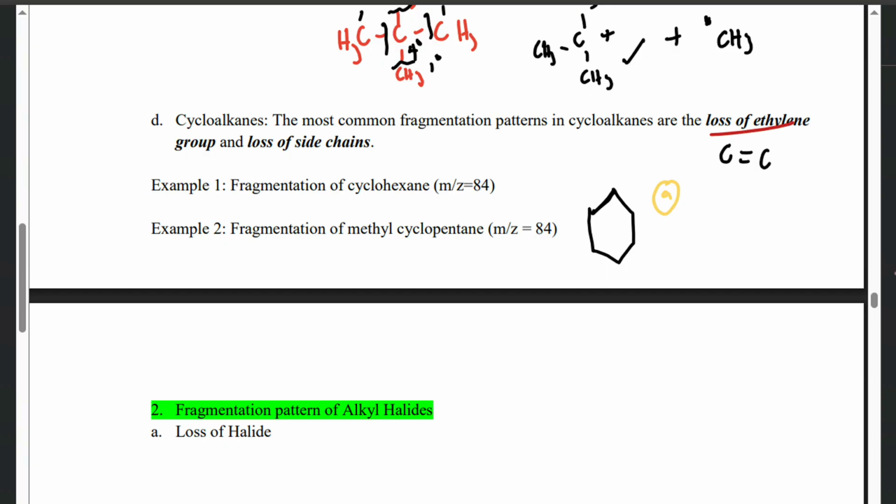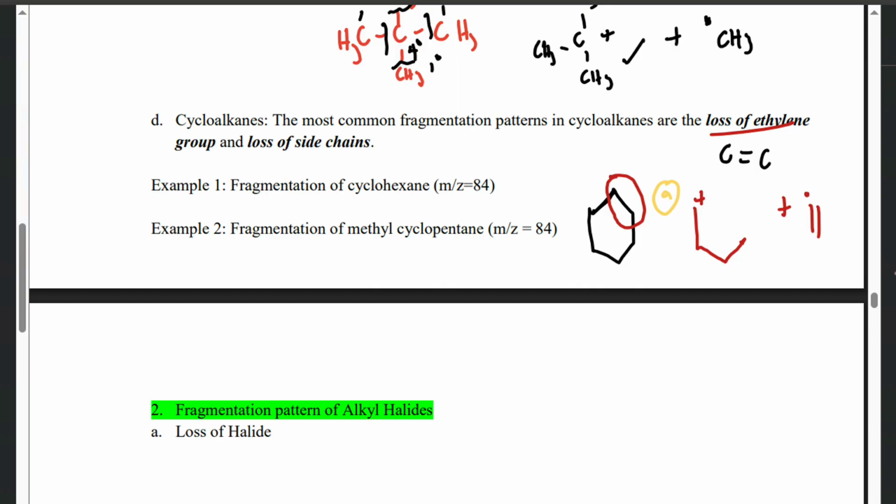is loss of the ethylene group. So when there's loss of the ethylene group, this part goes off, right? So what we are left with is this, plus this. So this is basically what we are left with. So this one becomes positive and this one becomes a radical, right? So that's the first one.